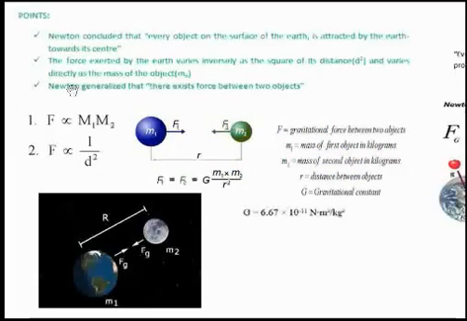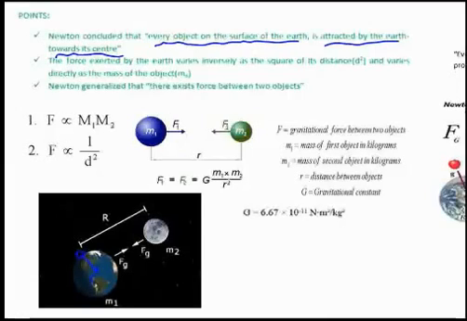Newton, apart from formulating the three laws of motion, also examined the motion of celestial bodies, and he concluded that every object on the surface of the earth is attracted by the earth towards its center. Now if there is an object on the surface of the earth over here, this object is always attracted by the earth towards its center.